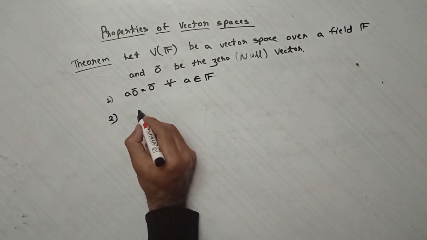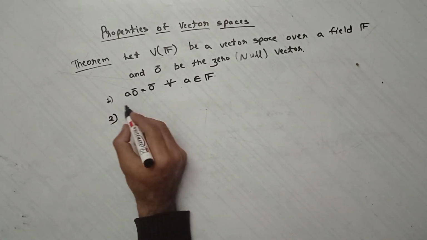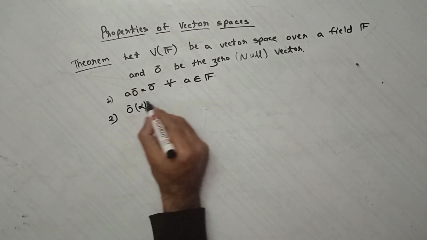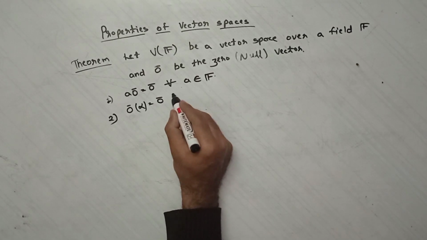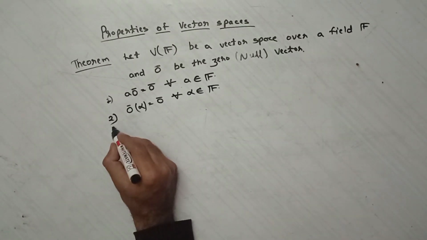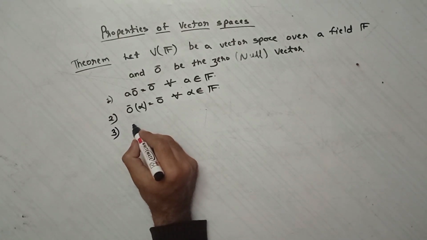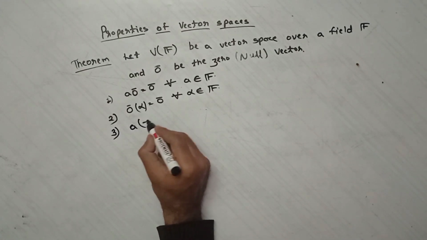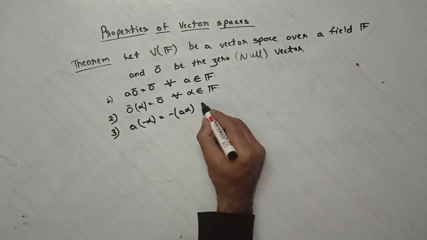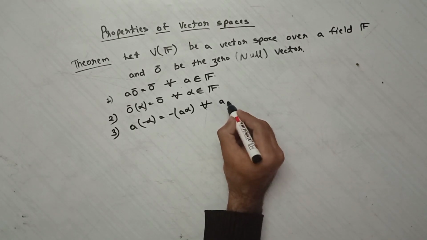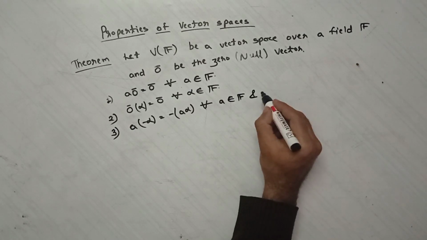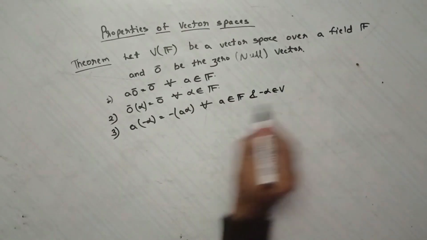Second one is zero vector times alpha equals again the zero vector, for all alpha belonging to V. Next one is a of minus alpha equals minus a alpha, for all a belonging to F and alpha belonging to V.